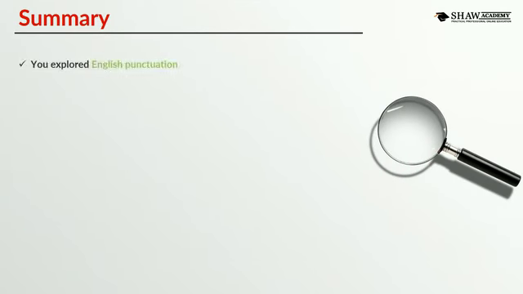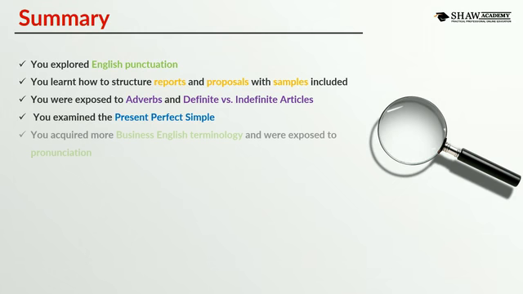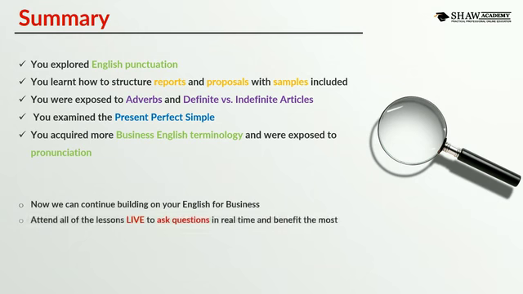So let's look at what we covered. We covered English punctuation. You learned how to structure reports and proposals with samples included. You were exposed to adverbs, the definite and indefinite articles. You examined the present perfect. And of course we had lots of new terminology. And I did my best as always with the fantastic pronunciation. So we can continue building your English for business now.